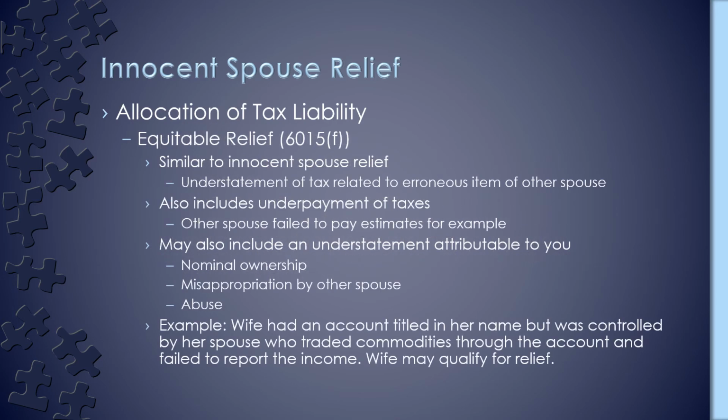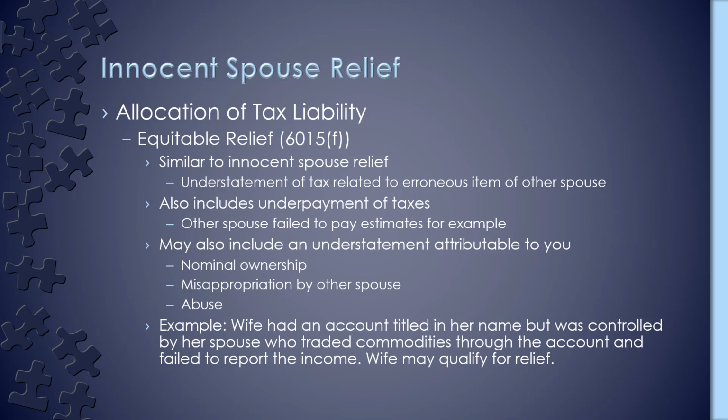The last form of relief, equitable relief, is similar to innocent spouse relief. Just the same as before, if there is an erroneous item attributable to your spouse, you could get relief from that item. But it also includes getting relief from underpayment of taxes. Just as a reminder, an erroneous item is unreported income or an improper deduction, credit, or basis on the return that gives rise to this deficiency.